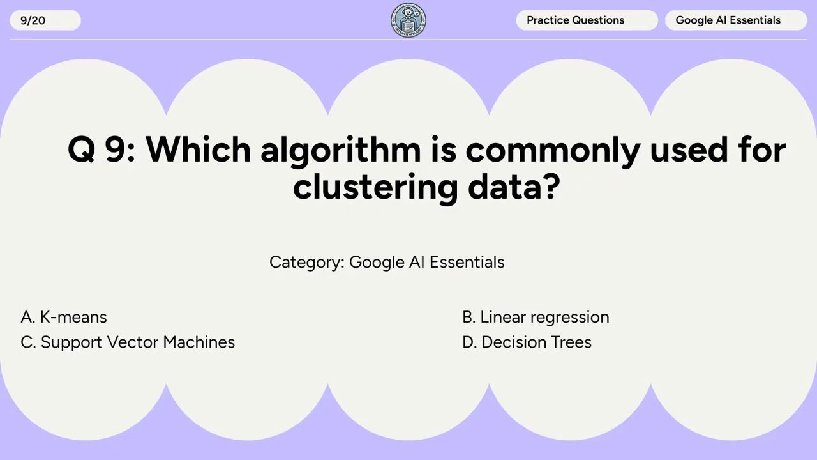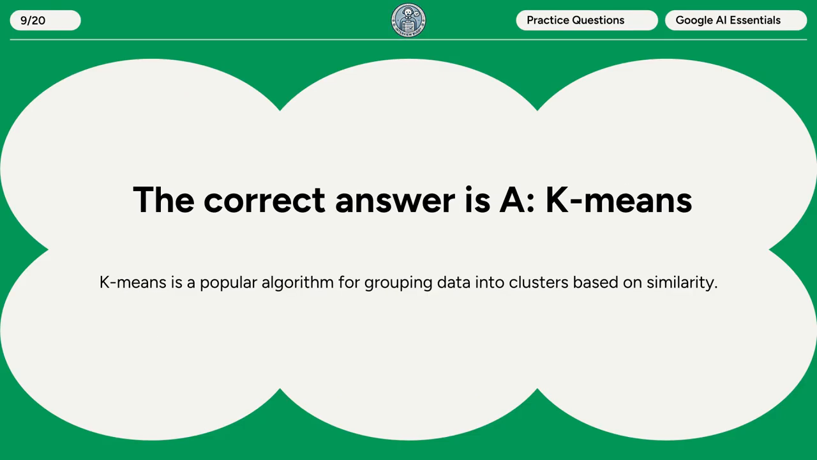Question 9. Which algorithm is commonly used for clustering data? A. K-means. B. Linear regression. C. Support vector machines. D. Decision trees. The correct answer is A. K-means. K-means is a popular algorithm for grouping data into clusters based on similarity.